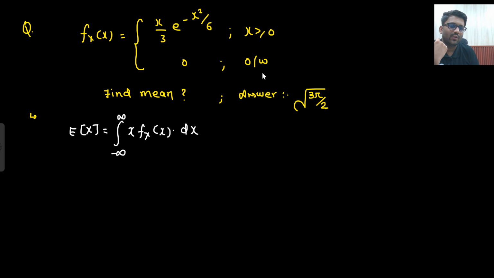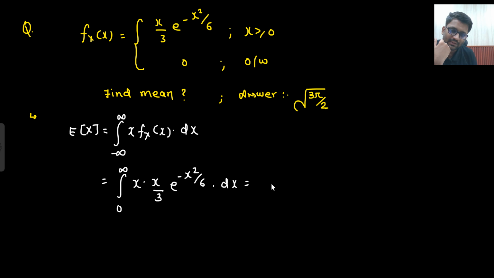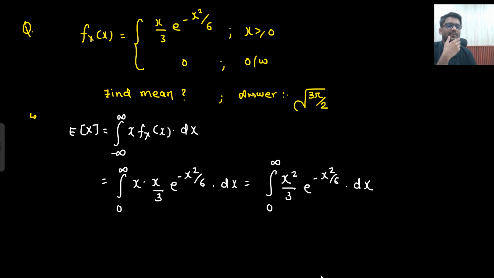But I know that x is going from 0 to infinity only. So x goes from 0 to infinity, x into x by 3 e to the power minus x square by 6 dx. So the integral from 0 to infinity of x square by 3 e to the power minus x square by 6 dx. Now this particular thing you need to calculate. How will you calculate? What do you think?